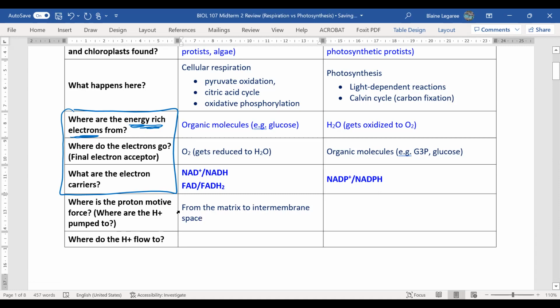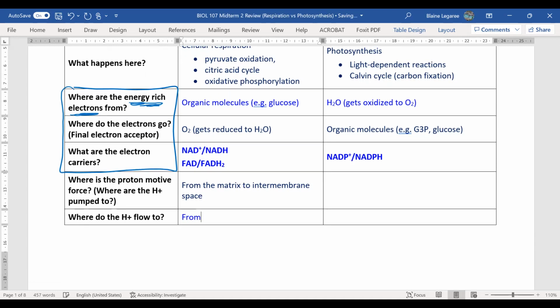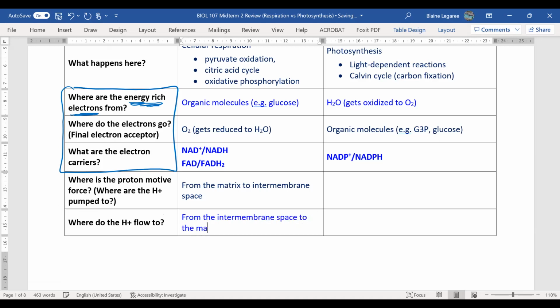Okay, where did they flow to? They flow from the intermembrane space, like I said, you need to put all these words, membrane space, to the matrix.